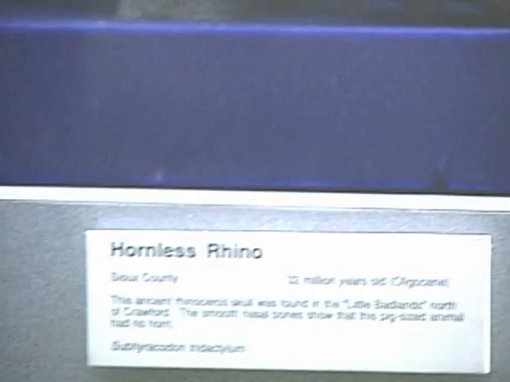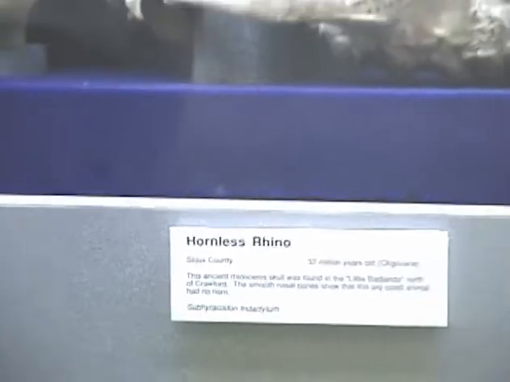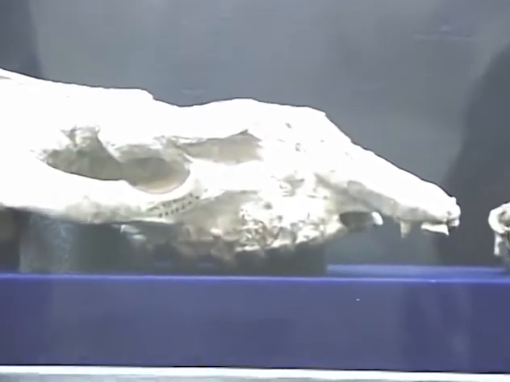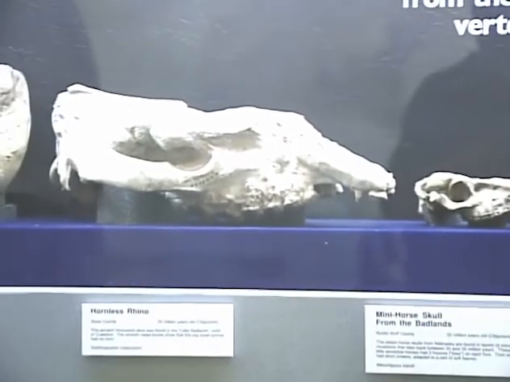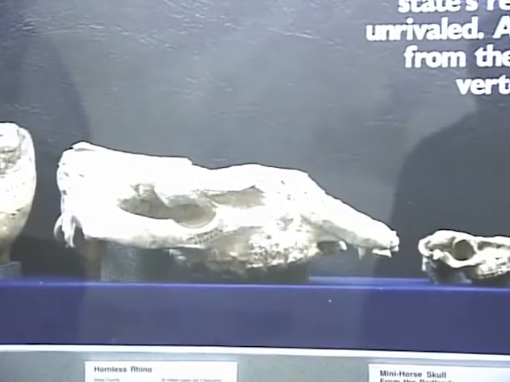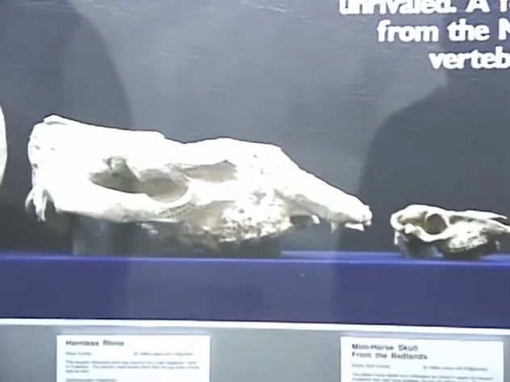Here we have a hornless rhino. This ancient rhinoceros skull was found in the Little Badlands north of Crawford. The small nasal bones show that the pig-sized animal had no horn. Now, let's move along here.